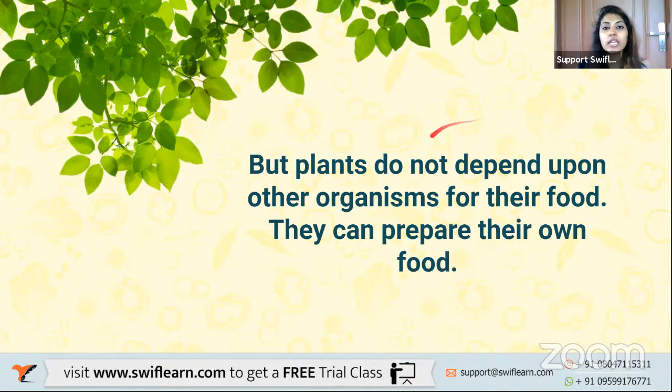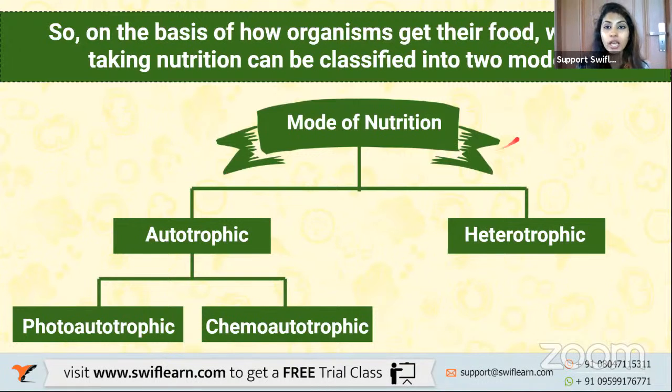So we are going more into a detailed view about plants and the different modes and ways by which plants get nutrition. On the basis of how organisms get their food, the modes of nutrition can be classified into two: autotrophic and heterotrophic, right? Autotrophic is divided again into two: photoautotrophic and chemoautotrophic. Okay, that is clear, right?